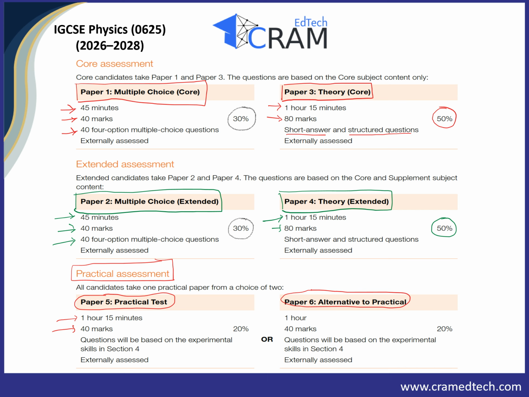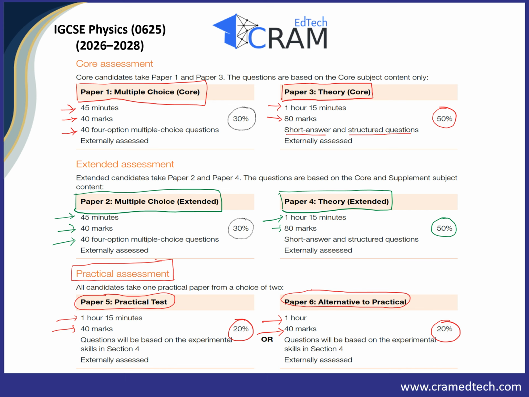But the alternative to practical is a 1 hour exam only, and 40 marks are there. The questions will be based upon the experimental skills, but these are only theoretical. In the alternative to practical, students do not perform any practical. They will be given one scenario, and they have to write the procedures, write the planning, and plot the graph with the help of the given data. Sometimes they make their own data based upon the given data using different relations. So it's 20% of the total assessment, and this is also 20% of the total assessment.